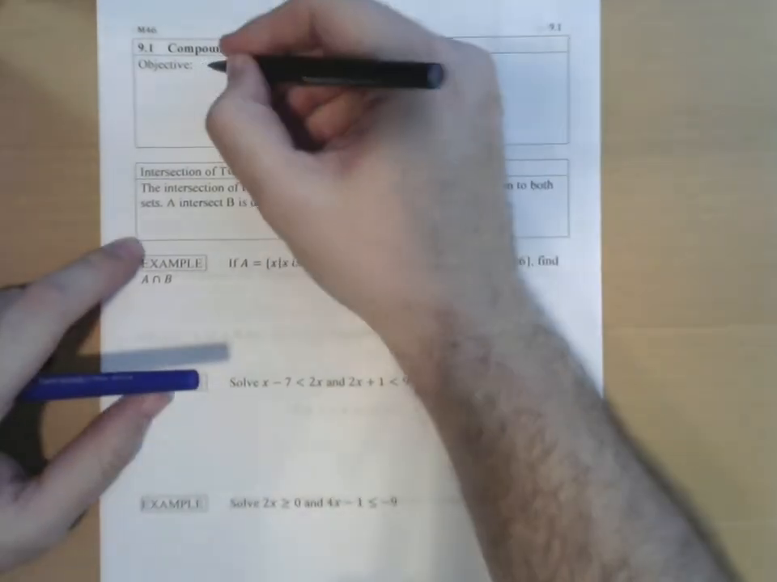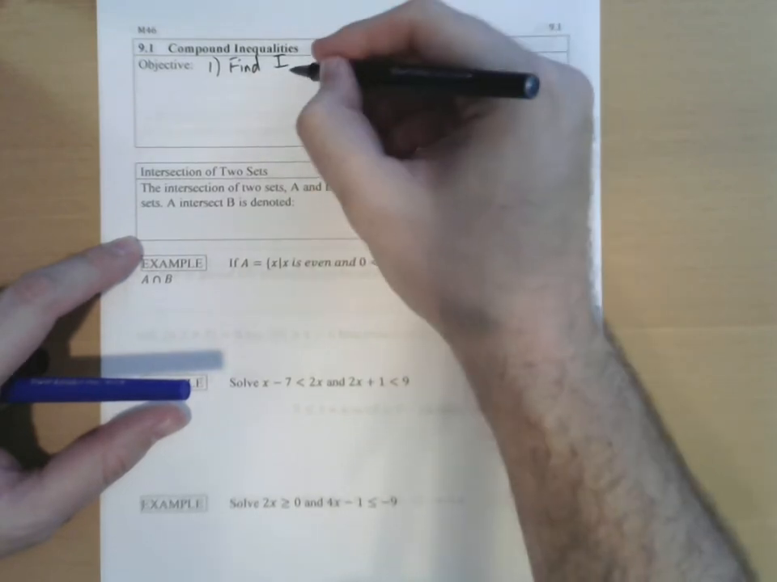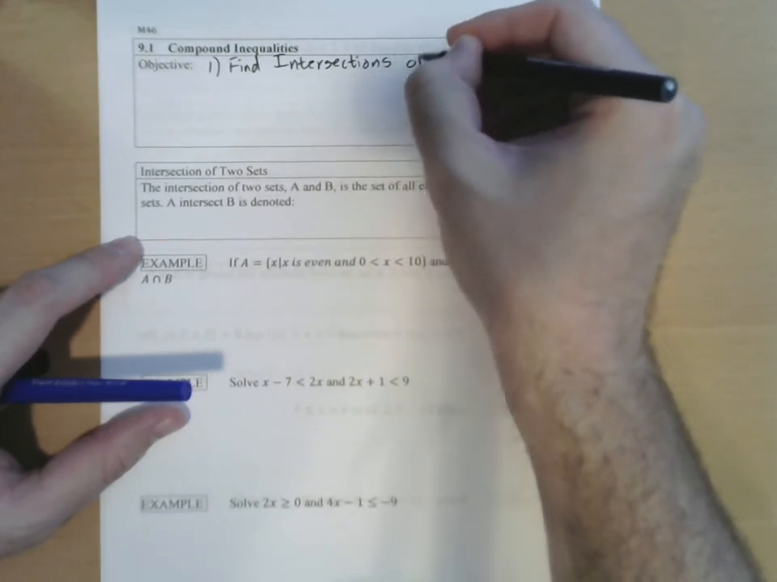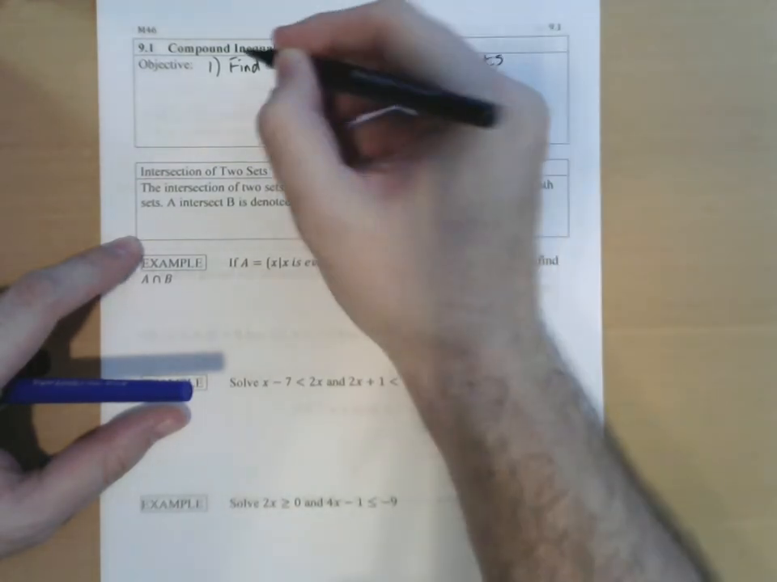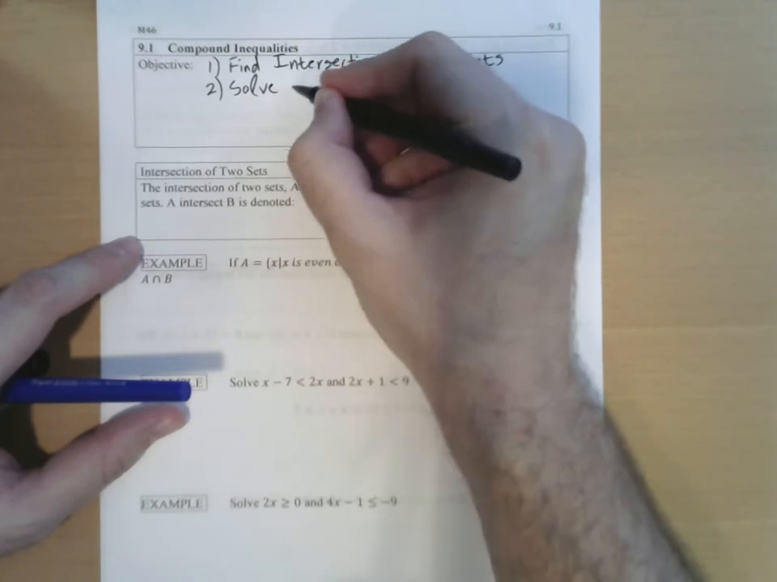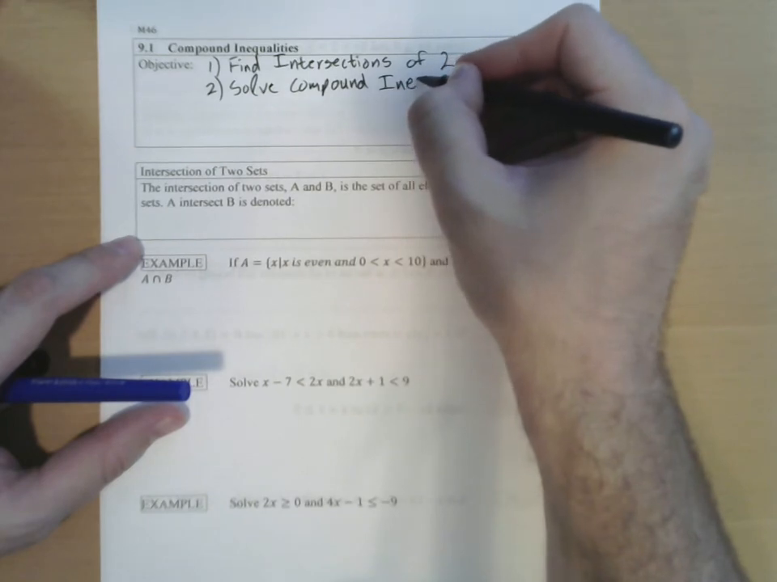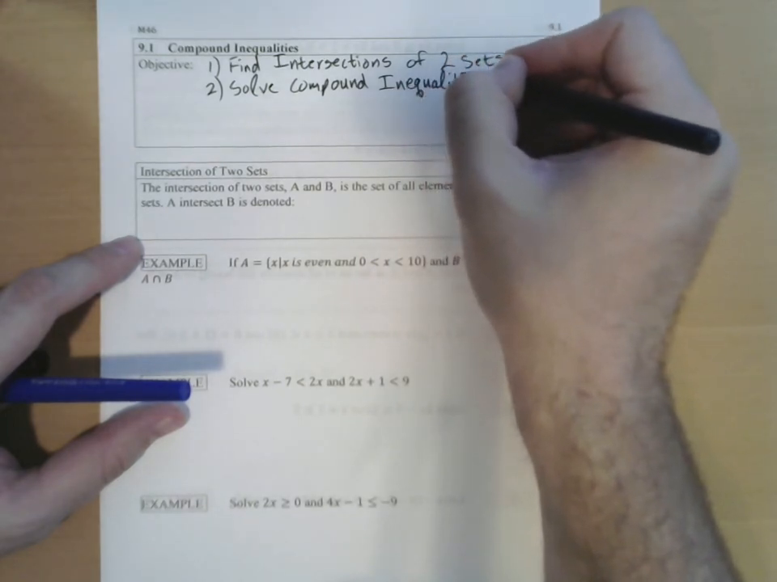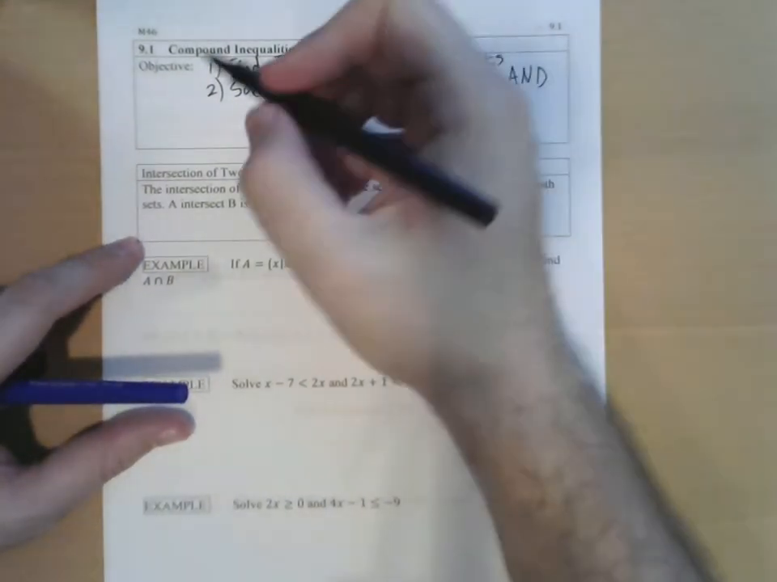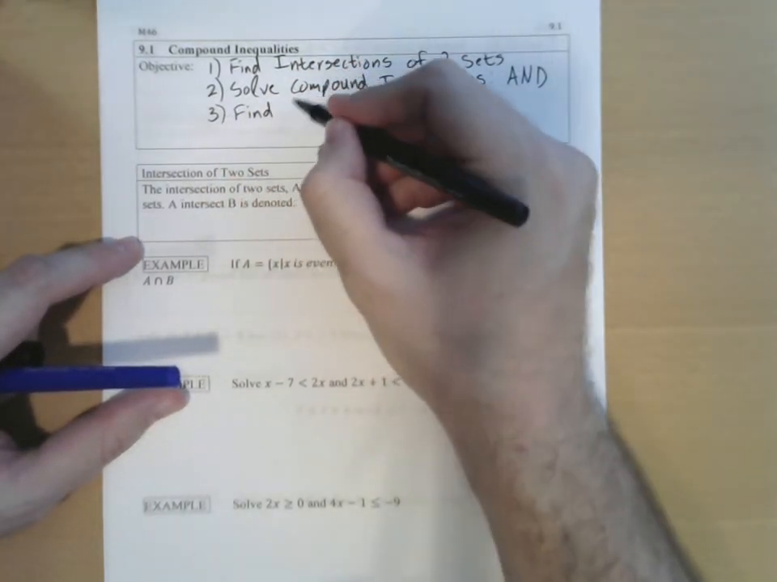So we have 4 objectives in this section. The first is to find intersections of 2 sets. The second is to look at and solve compound inequalities, specifically compound inequalities that have the phrase "and" in them. And then we're going to look at finding unions of 2 sets.